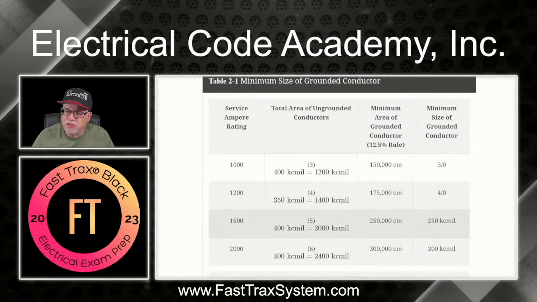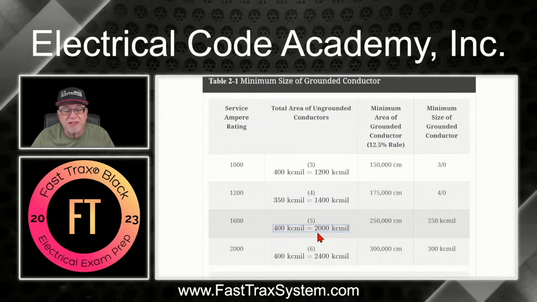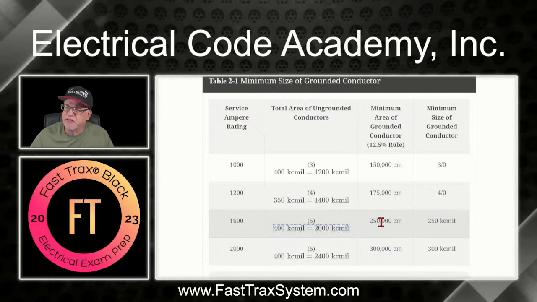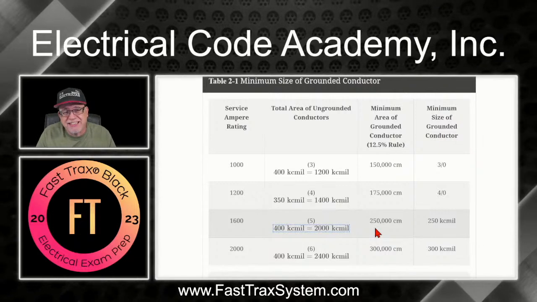Now, once it gets down to, let's say, a 1,600 amp service, and you've got 5 sets of 400, then in this case, 400 times 5 is 2,000 kcmil, or 2 million circular mil. Then when you do it at 12.5%, it equals 250,000 circular mil. Well, now you don't have to go to chapter 9, table 8 anymore. You know that that's 250. That equates to a 250 kcmil, and that is the minimum size grounded conductor.